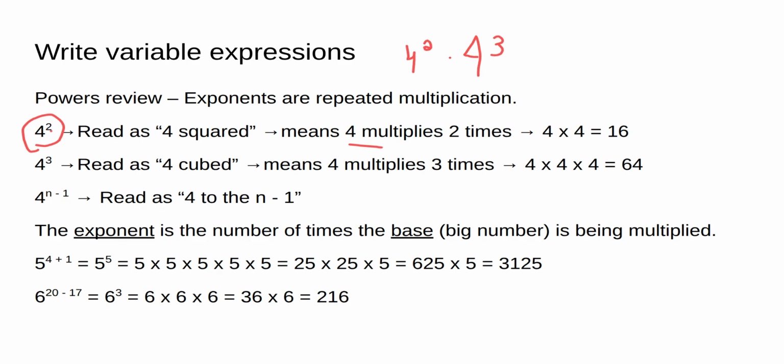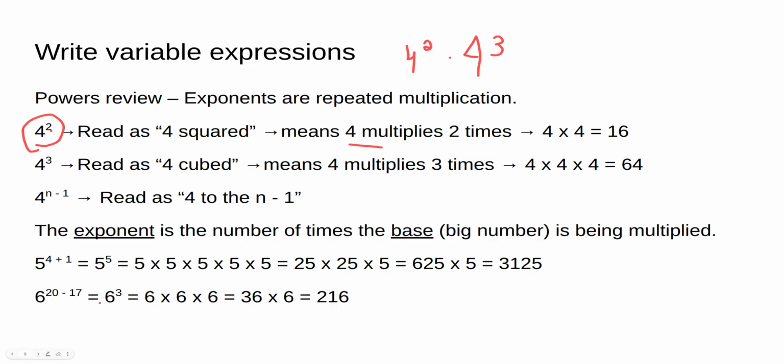Alright, now let's look at this one: 4 to the n minus 1. In exponents, we're mostly going to say something to the something minus 1, or something to the something, unless it's 2 or 3. An example here would be 5 to the 4 plus 1, or 5 to the 5th. That means you multiply 5, 5 times, which in this case gives you 3125.